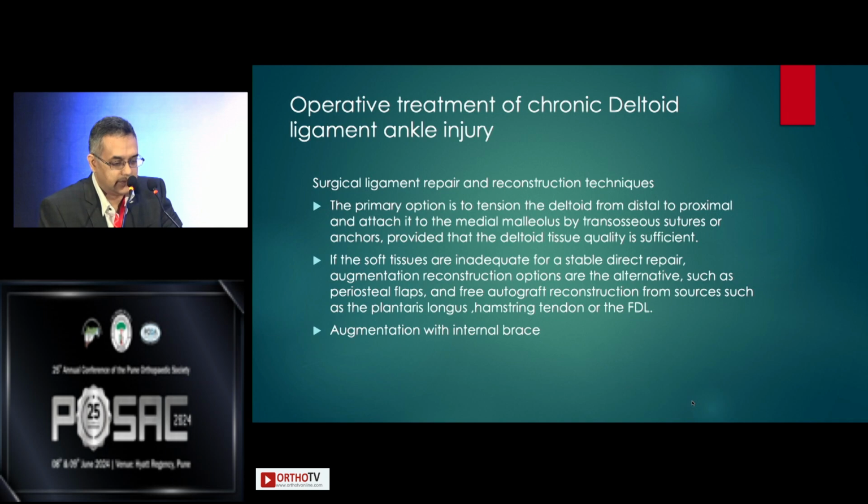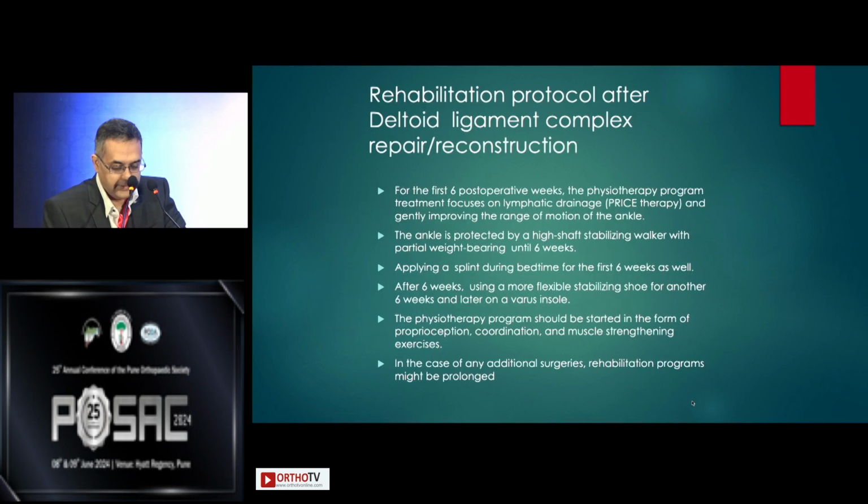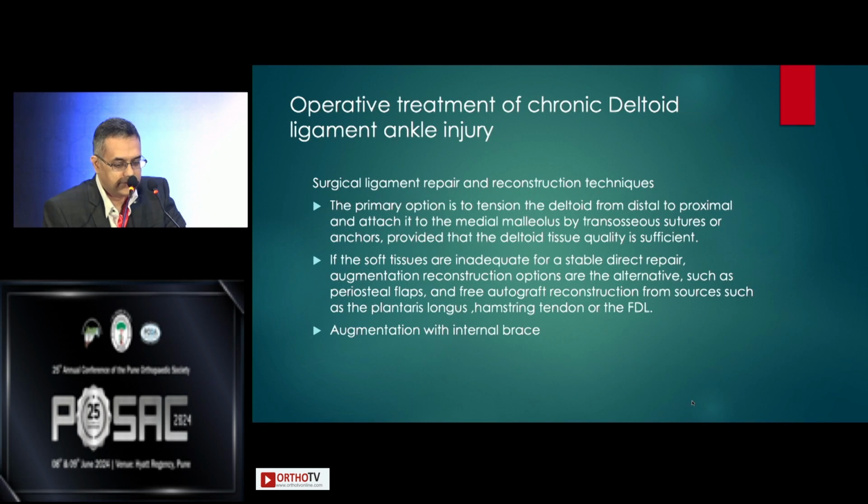So the main primary option is to tension the deltoid from distal to proximal. If soft tissues are inadequate for a stable direct repair, augmentation can be done by tendon grafts or internal brace.